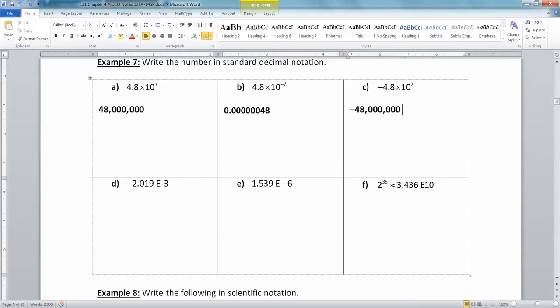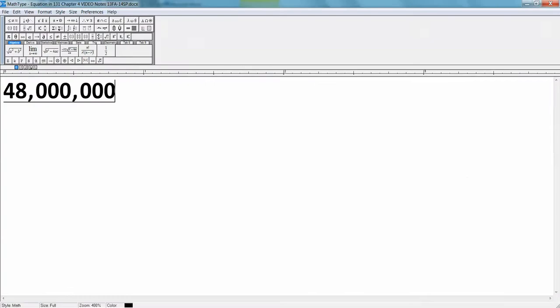All right, well, how does that change if you have these lovely ones down here that have the E? The answer is they don't really. So this one's negative 2.019 E negative 3, I think it was. Let me double check that. Yep, E negative 3. Okay, so what does that mean?